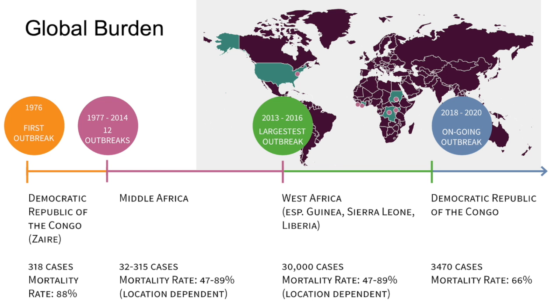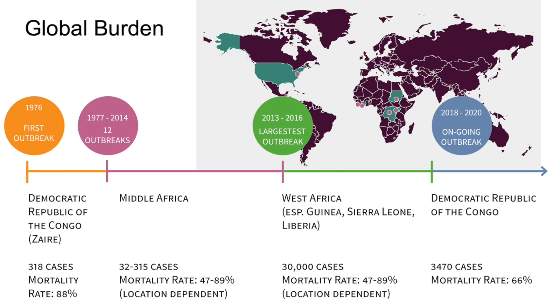Ebola virus was first reported in 1976 in the Democratic Republic of the Congo, then known as Zaire, with an outbreak over 2 months generating 318 cases and a mortality rate of 88%. From 1977 to 2014, there were 12 smaller outbreaks in Middle Africa, with case counts ranging from 32 to 315, and mortality rates of 47% to 89%.